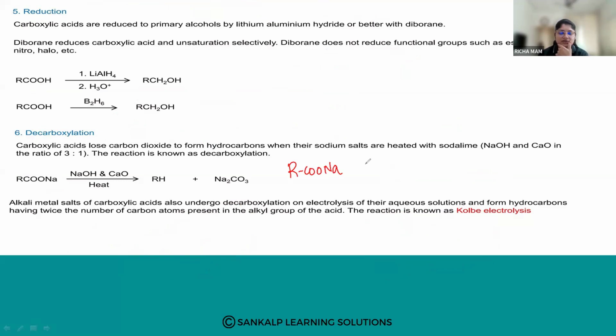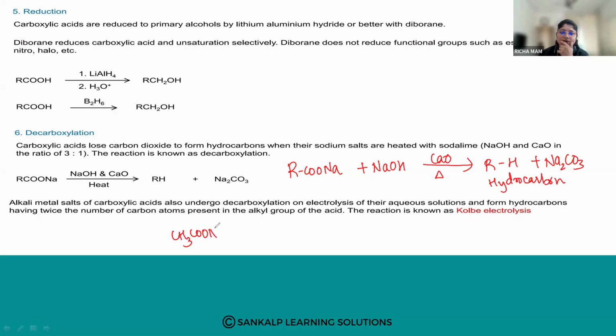RCOONa, the sodium salt of carboxylic acid, plus NaOH in the presence of calcium oxide. You are going to heat it with soda lime, and you are going to get a hydrocarbon plus Na2CO3. So carbon dioxide will escape. I'm going to get a hydrocarbon. Suppose, let me give you an example, CH3COONa. This is sodium acetate.